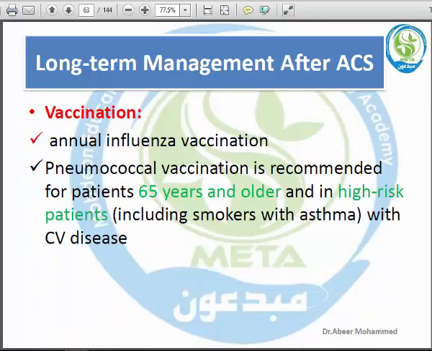For vaccination, the patient with acute coronary syndrome should receive annual influenza vaccination. Pneumococcal vaccination is recommended also for patients 65 years or older, and in high-risk patients. High-risk patients are smokers or patients with asthma. Of course, I will explain the vaccinations in the chapter on vaccines and immunization.